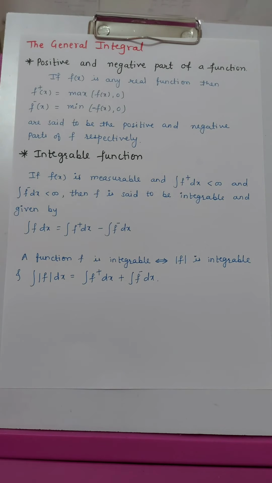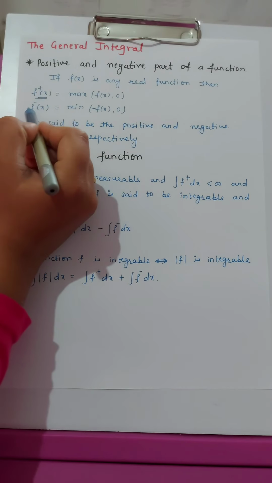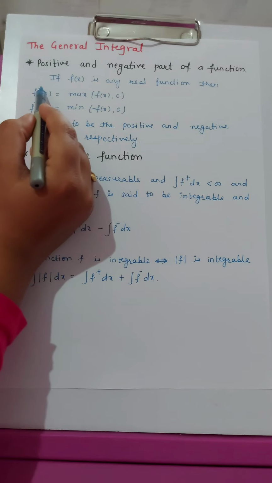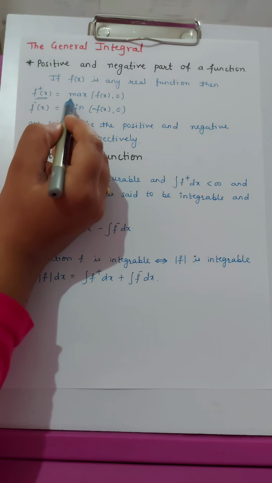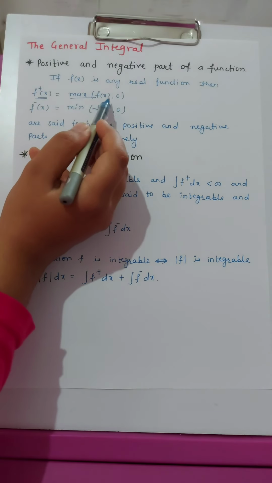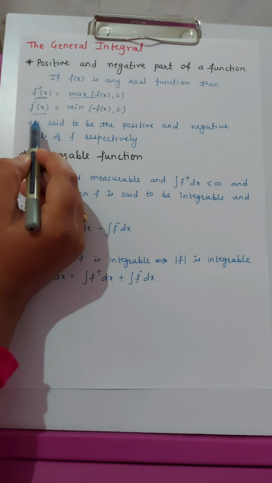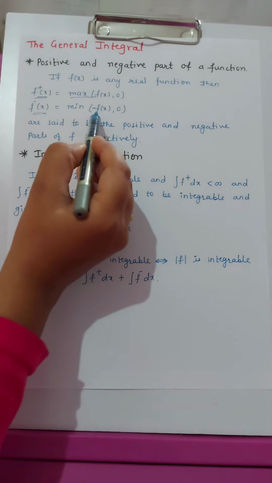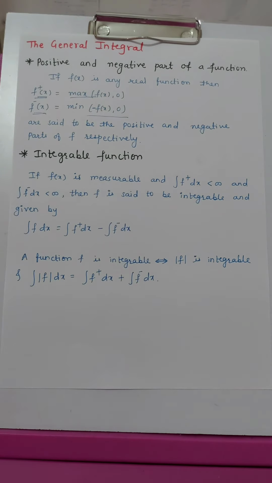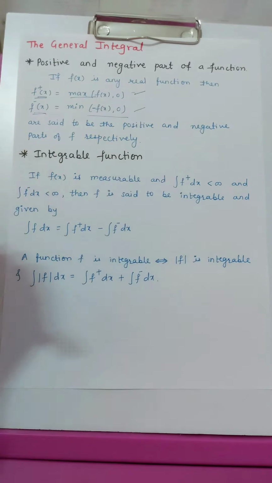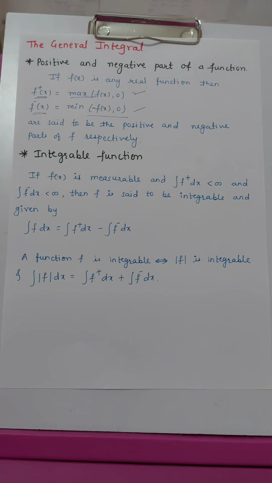In this video, we will start with the new article of unit 2nd, which is the general integral. So first definition is what is positive and negative part of a function. The positive part f plus x is defined as maximum of f of x and 0, and the negative part is f minus x, which is equal to minimum of minus f of x and 0. These two define the positive and negative part of a function.